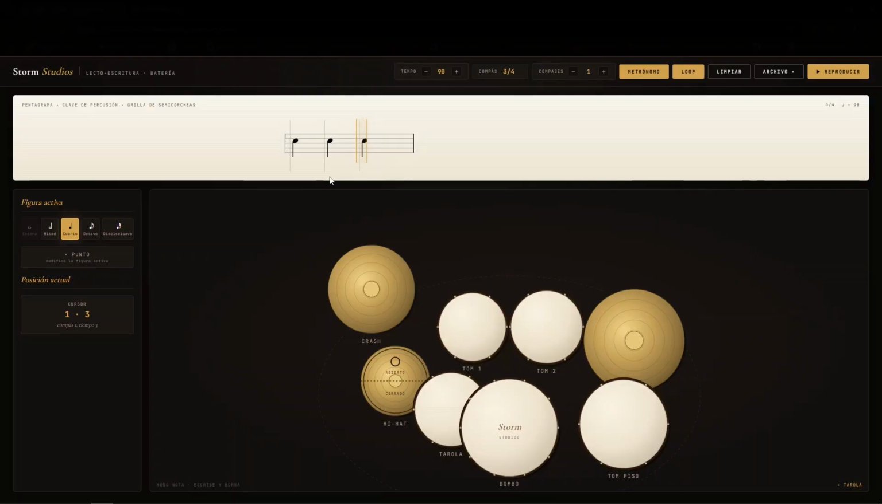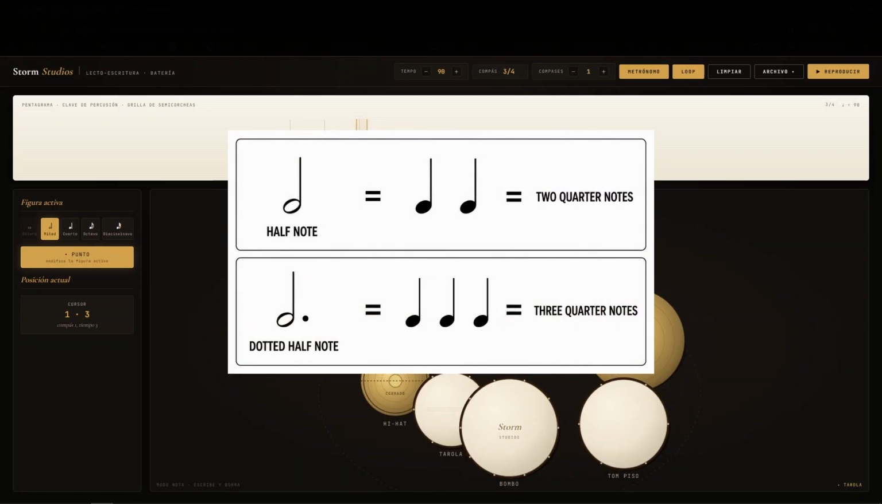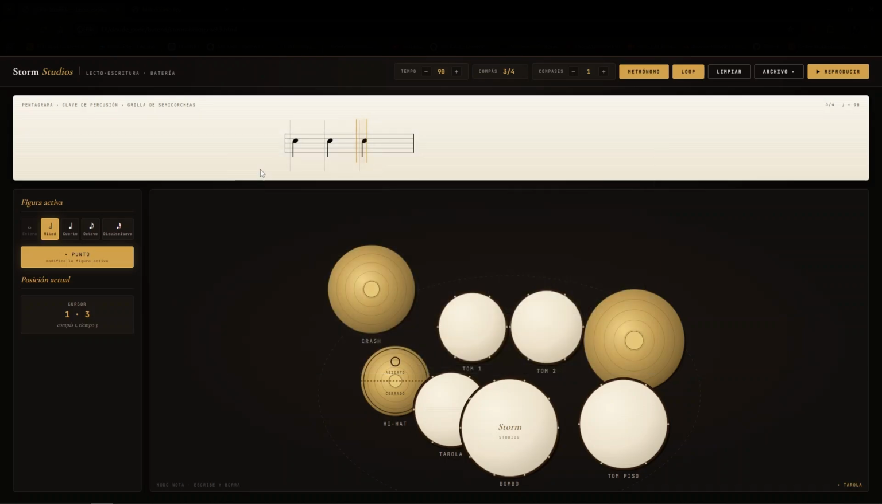Now an important question appears. How do we write a single note that lasts for the entire measure? For that, we use the dot. The dot adds half the value of the note it accompanies. For example, a half note equals 2 quarter notes. If we add a dot, we add half its value. Half of 2 quarters is 1 quarter, so a dotted half note equals 3 quarter notes. And that is exactly what we need to fill a 3/4 measure. 1, 2, 3.